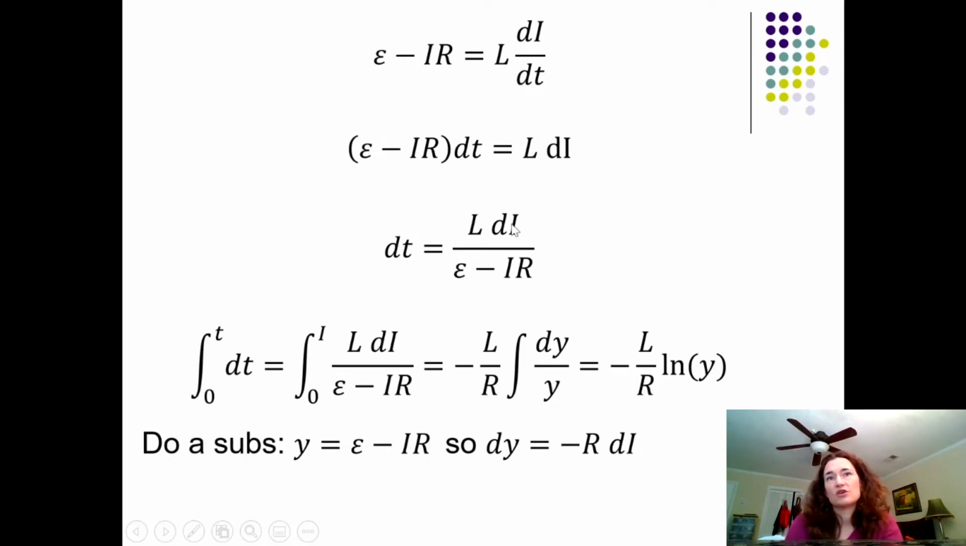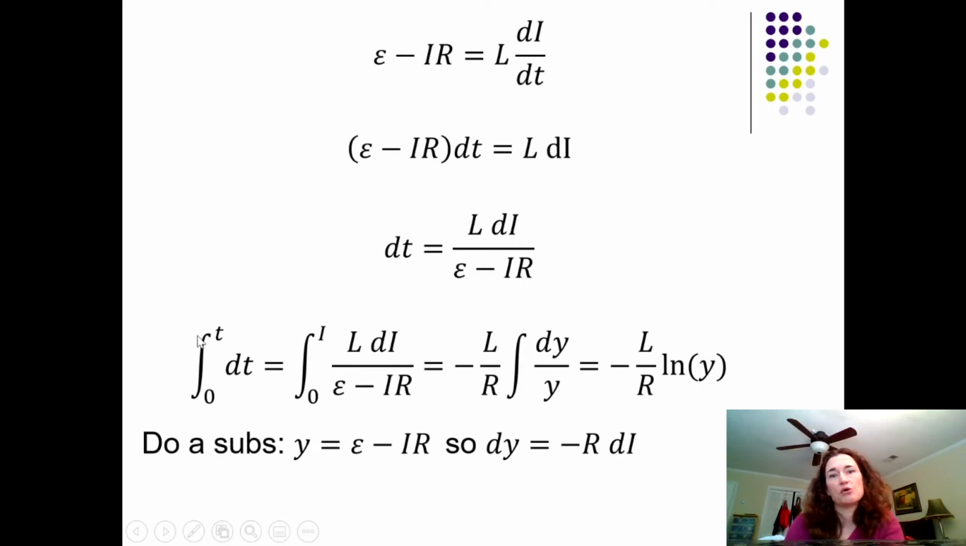Now I have it grouped correctly, so I can integrate both sides of that equation. When I do that, I'm going to solve for the current I at some time t. Now remember, the current starts at 0 and increases to whatever the value is at time t. And then my time is going to start, of course, at 0 when I close the switch. That's when I define t is equal to 0.